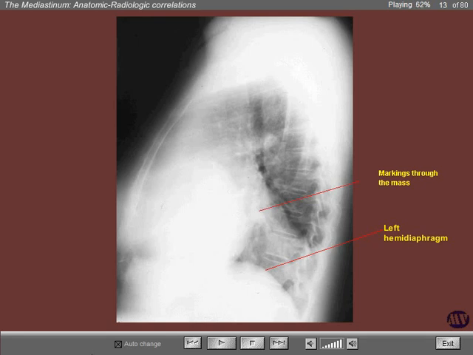Again, a large mass in a relatively asymptomatic or an asymptomatic individual where we can see markings through the mass, we must suspect the benign nature of the mass that most likely is composed of fat. Because of the location of this mass occupying the anterior, middle, and extending less to the posterior mediastinum, we suspected a thymolipoma, and this was proven at surgery.